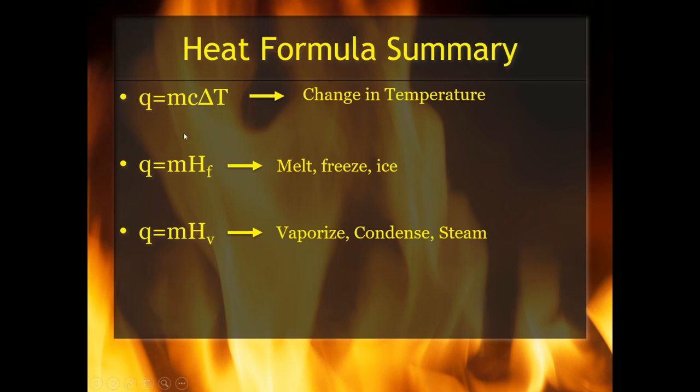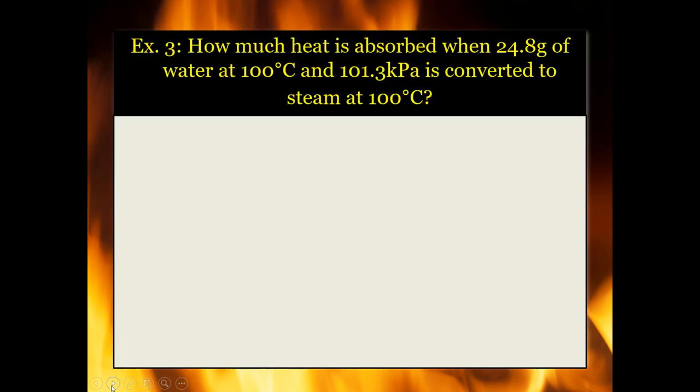If you don't see a change in temperature, then you want to start looking for some keywords. If you see the keywords melt, freeze, or ice, that's going to tell you to use Q equals mHF. If you see the keywords vaporize, condense, or steam, that's going to tell you to use the formula Q equals mHV. So make sure that you write this down so that you can look back at that later on. So let's take a look at our next example.